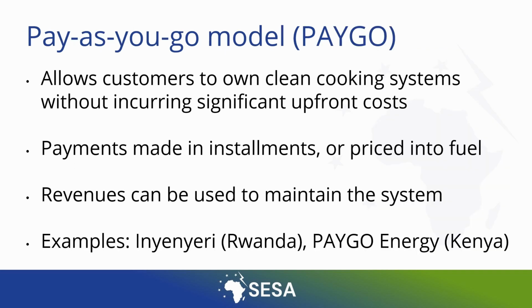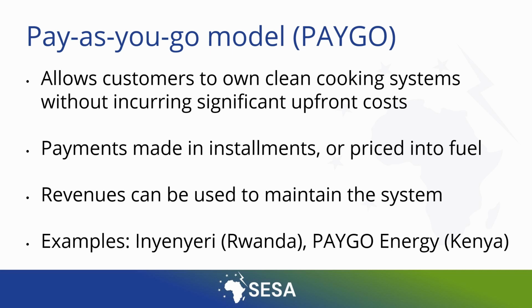So, pay-as-you-go. This allows customers to own clean cooking systems without incurring significant upfront costs. The payments are usually made in installments or priced into the fuel. The pay-as-you-go business models operate effectively as a service where the household has the equipment installed by the operator or the seller, and its use is monitored by data flows either from direct metering or from a minimum fuel purchase agreement.